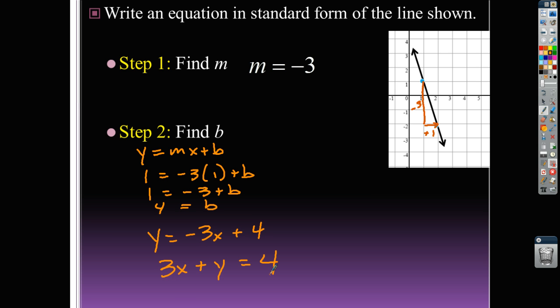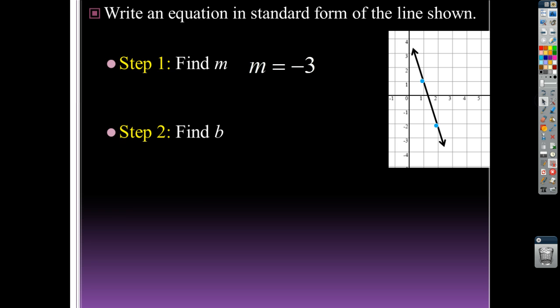And then let's just go ahead and take our other point, 2, negative 2, and make sure that it works here. So if I put in 3 times 2 and I add negative 2, does it equal 4? Well, 3 times 2 is 6 plus a negative 2. Yes, it works. So you're going to want to make sure that your points actually work on these things. All right, let's move on.